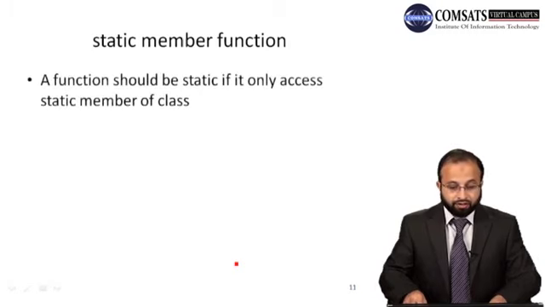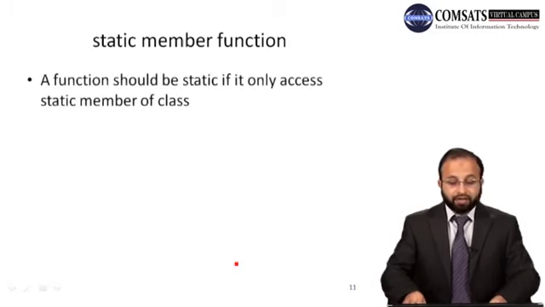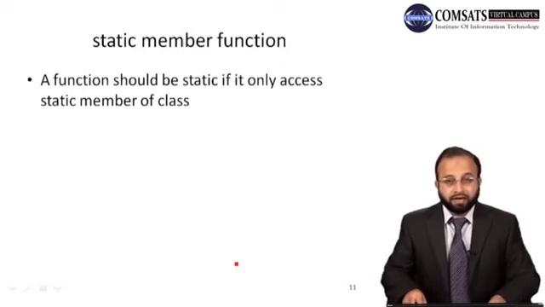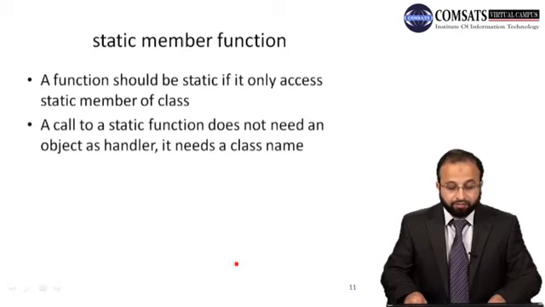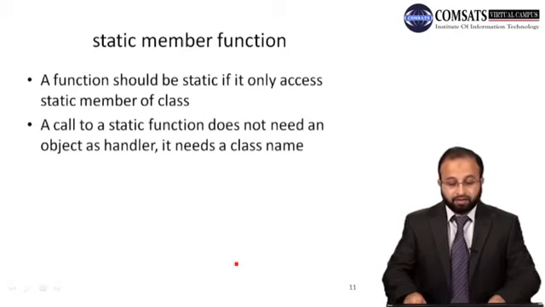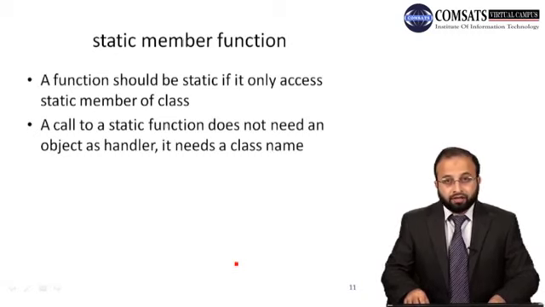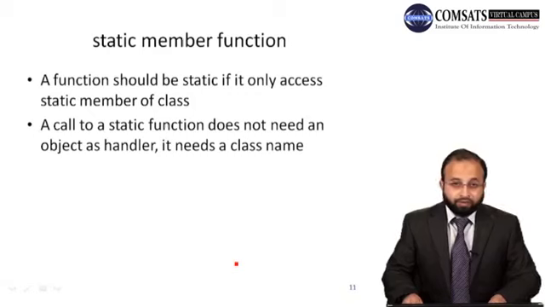A static member function. A function should be static if it only accesses static members of the class. A call to a static member does not need an object as a handler. It needs a class name. So you have a static function, although you can use an object with it too, but a static member function should not be able to access the private data member of the class, because usually you call a static member function with the class name. You write the class name employee, then scope resolution operator, then get count function.